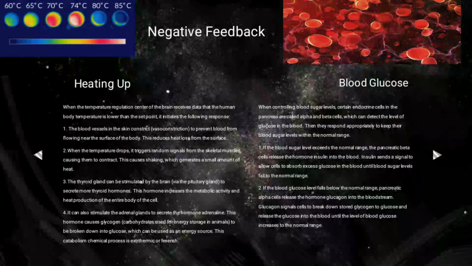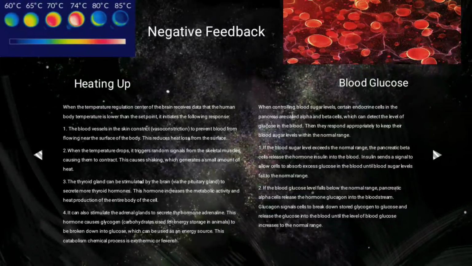Another negative feedback is heating up. The temperature regulation center of the brain receives data that the human body temperature is lower than the set point. It initiates the following responses. Number one, the blood vessels of the skin constrict to prevent blood from flowing near the surface of the body. This reduces heat loss from the surface.